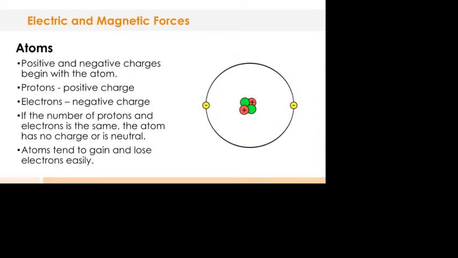So first, let's remember where all charges come from. Positive and negative charges always begin within the atom, where you have your positively charged protons trapped in the nucleus of the atom and your negatively charged electrons spinning around in the electron cloud around the nucleus. If the number of protons and electrons is the same, then we say that the atom has no charge, or that it is a neutral atom.